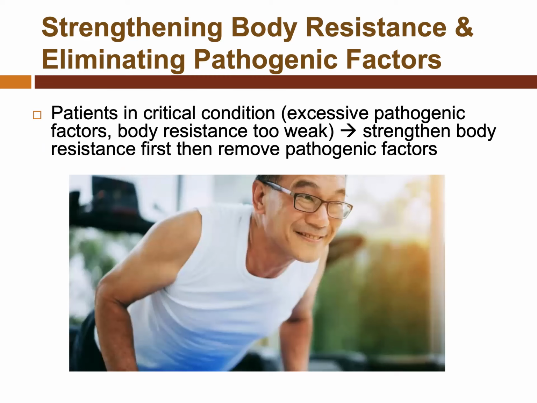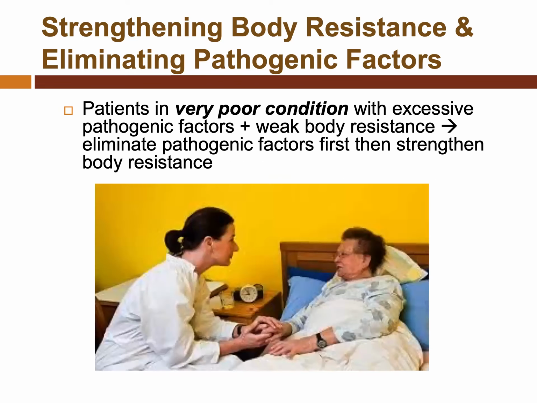Whereas in patients in critical condition, which means there are excessive pathogenic factors and the body resistance is too weak, we have to strengthen body resistance first, then remove pathogenic factors. In patients where there is a very poor condition with excessive pathogenic factors and weak body resistance, we'll have to eliminate pathogenic factors first and then strengthen body resistance.